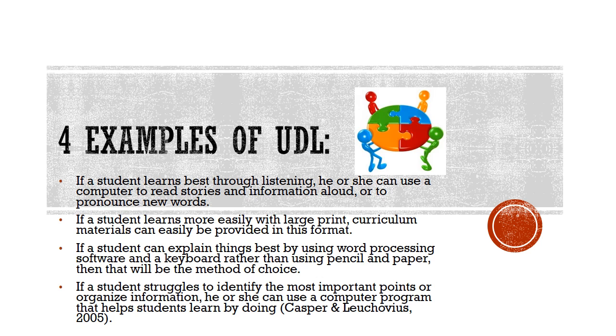If a student learns best through listening, he or she can use a computer to read stories and information aloud or to pronounce new words. If a student learns more easily with large print, curriculum materials can easily be provided in this format. If a student can explain things best by using word processing software and a keyboard rather than using pencil and paper, then that will be the method of choice. If a student struggles to identify the most important points or organize information, he or she can use a computer program that helps students learn by doing.